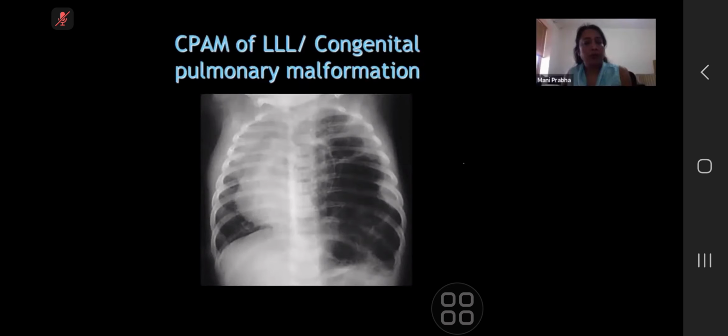So yeah, it is CPAM of the left lower lobe, which is congenital pulmonary airway malformation. And the differential diagnosis to keep, as you rightly said, is congenital diaphragmatic hernia. Because of these loculations and these shadows, it's unlikely to be lobar emphysema, but since it is causing shift of the mediastinum, you can still say it is another differential, though low on the list.